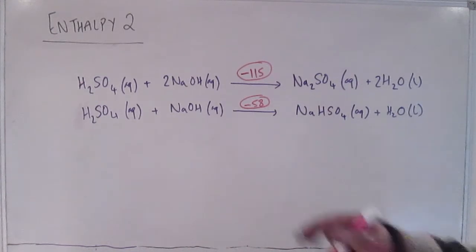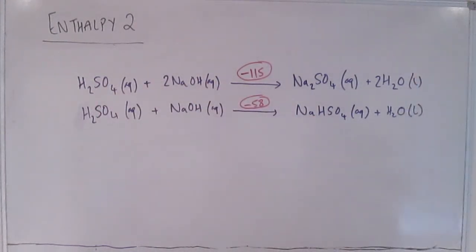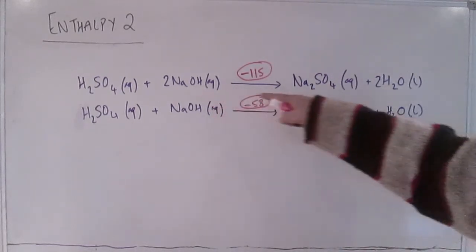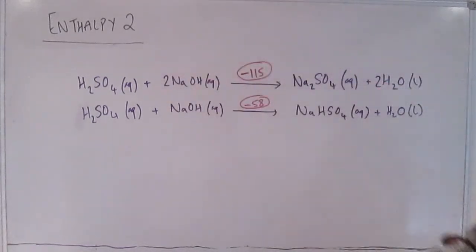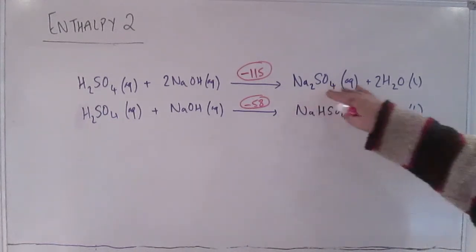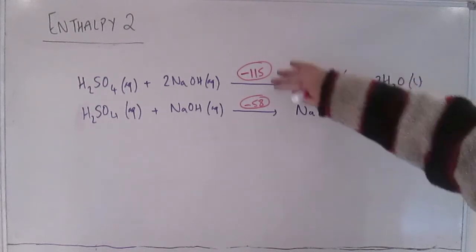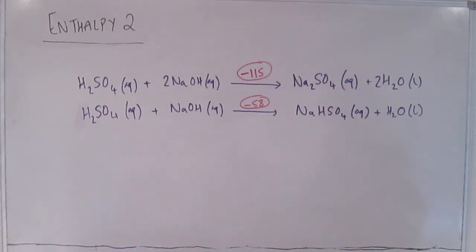So if you take sulfuric acid and you add sodium hydroxide to it, you know acid plus alkali goes to salt plus water. So this equation at the top is what you would expect the neutralization equation to be. There's your salt, sodium sulfate and water, and if you do that reaction you can measure delta H and it comes to minus 115 kilojoules per mole.